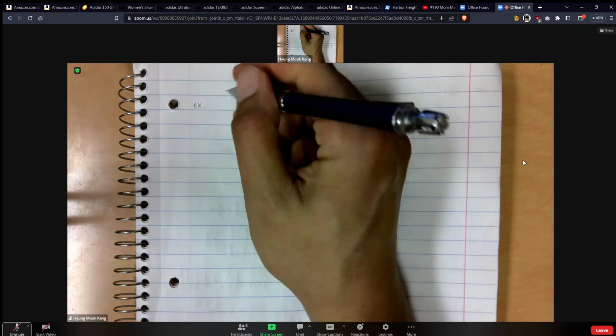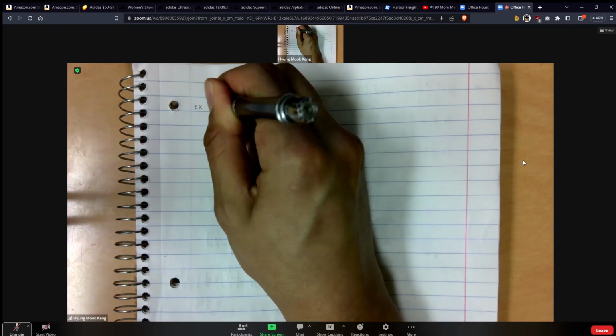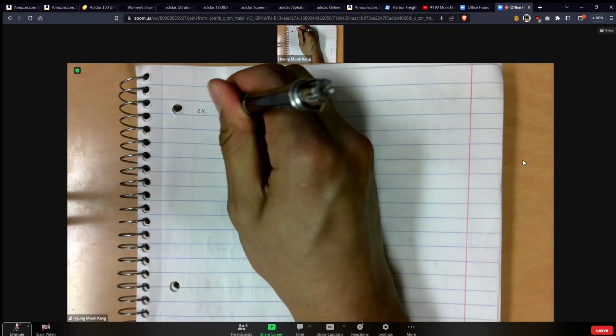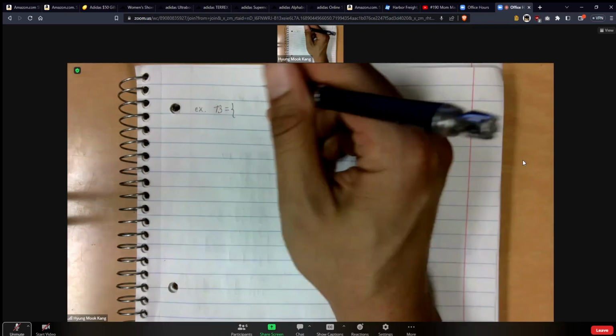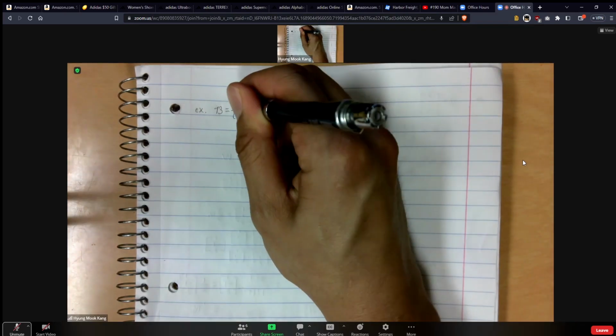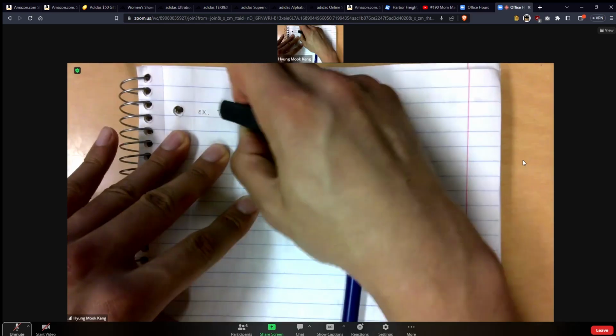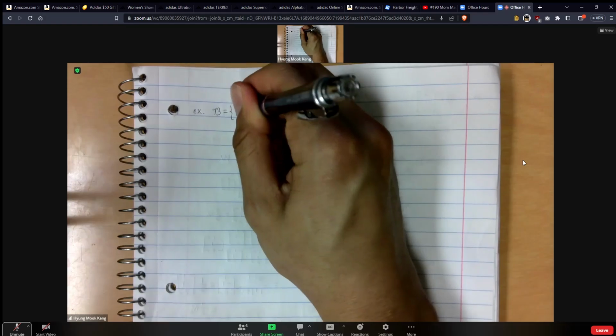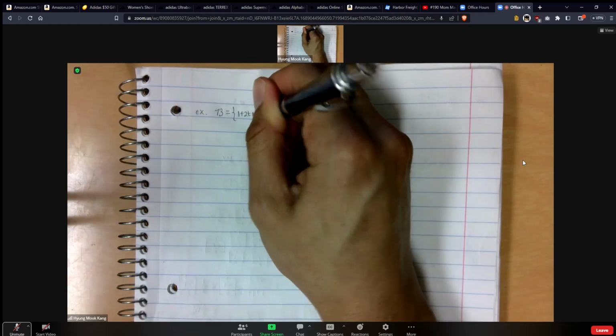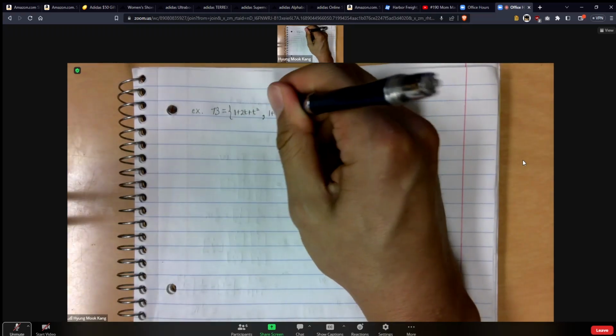So we got this fancy B. We usually use fancy B to represent a basis. So let's think of the best example possible. Let's go with 2 plus t, or let's erase this. Let's go with 1 plus 2t plus t squared. Now let's go with 1 plus t squared.